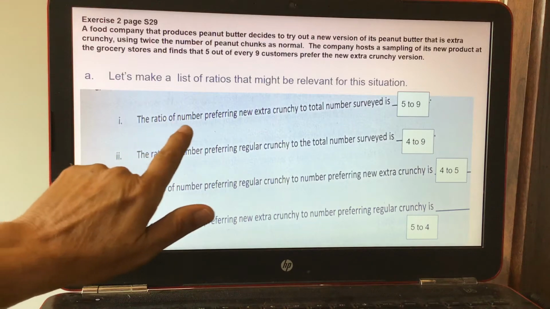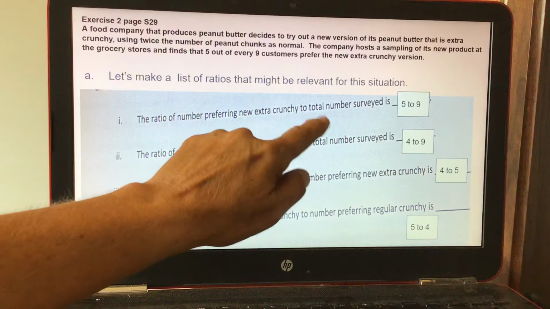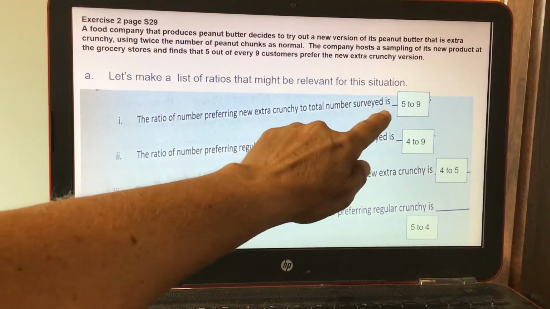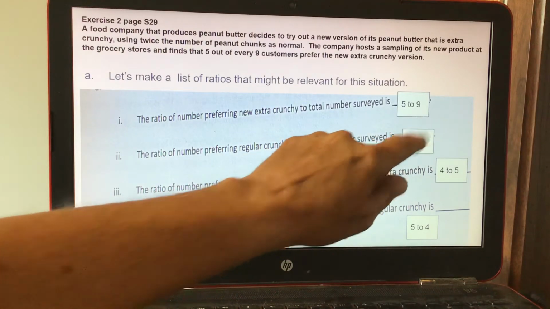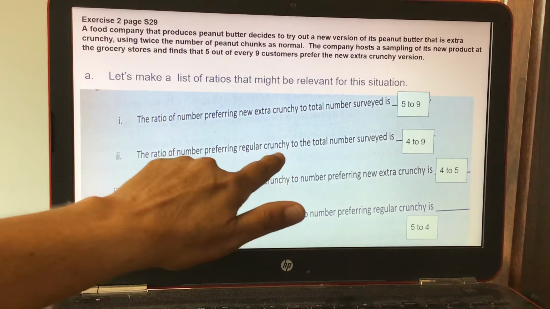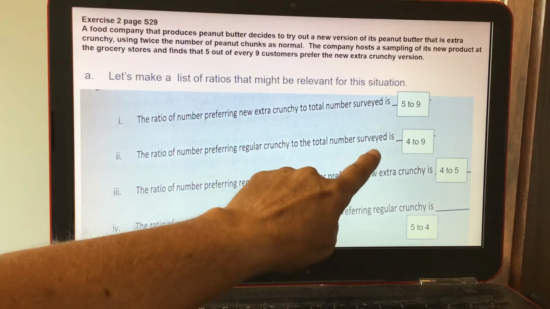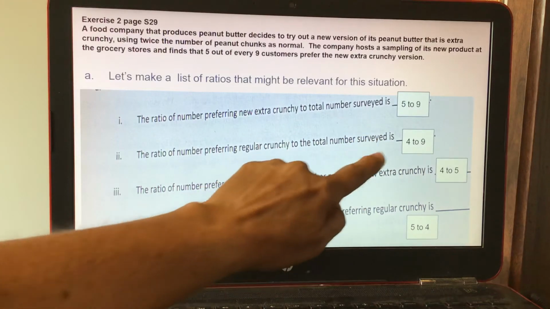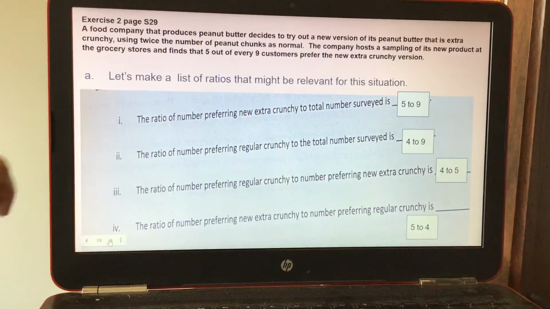It says the ratio of number preferring new extra crunchy to total number surveyed is, so they told you 5 preferred the new extra crunchy to a total of 9 customers. The ratio of number preferring regular crunchy to the number surveyed is, well, they don't tell you how many were the regular. You'd actually have to subtract the 5 from the 9 to get that answer, which is 4. So 4 prefer the regular to 9.